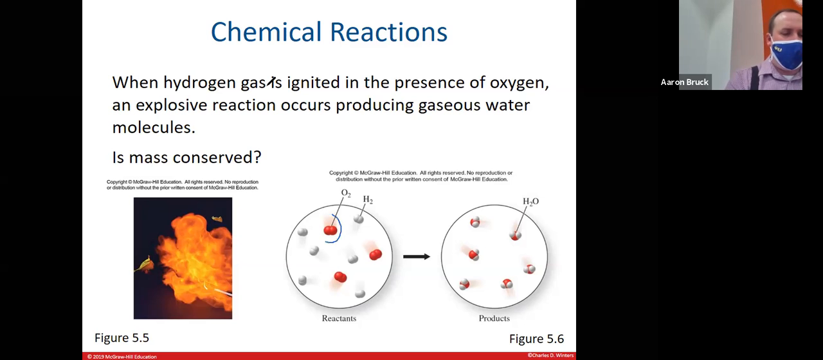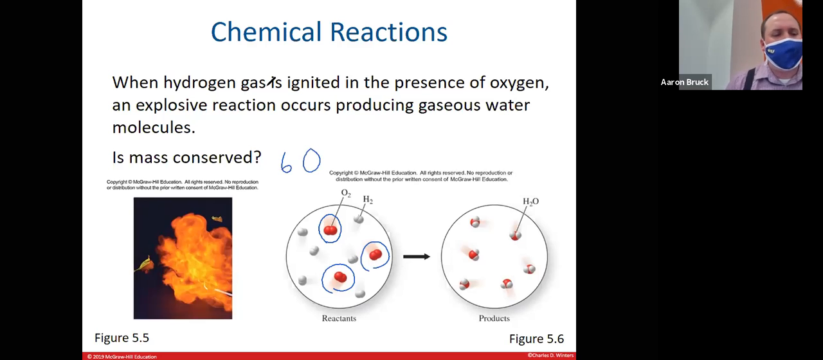So if I'm counting up oxygens, I have 3 oxygen molecules. Each molecule has 2 oxygen atoms in it. So I have a total of 6 oxygens in the reactants. And if I look at the hydrogens, I have 6 hydrogen molecules, 12 hydrogen atoms in total.